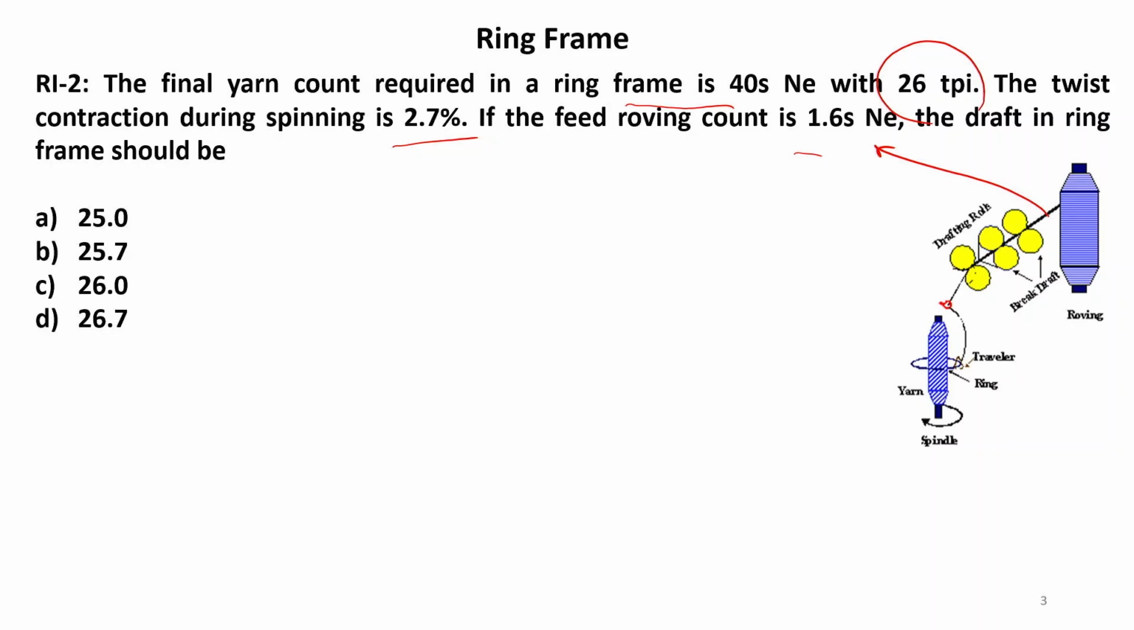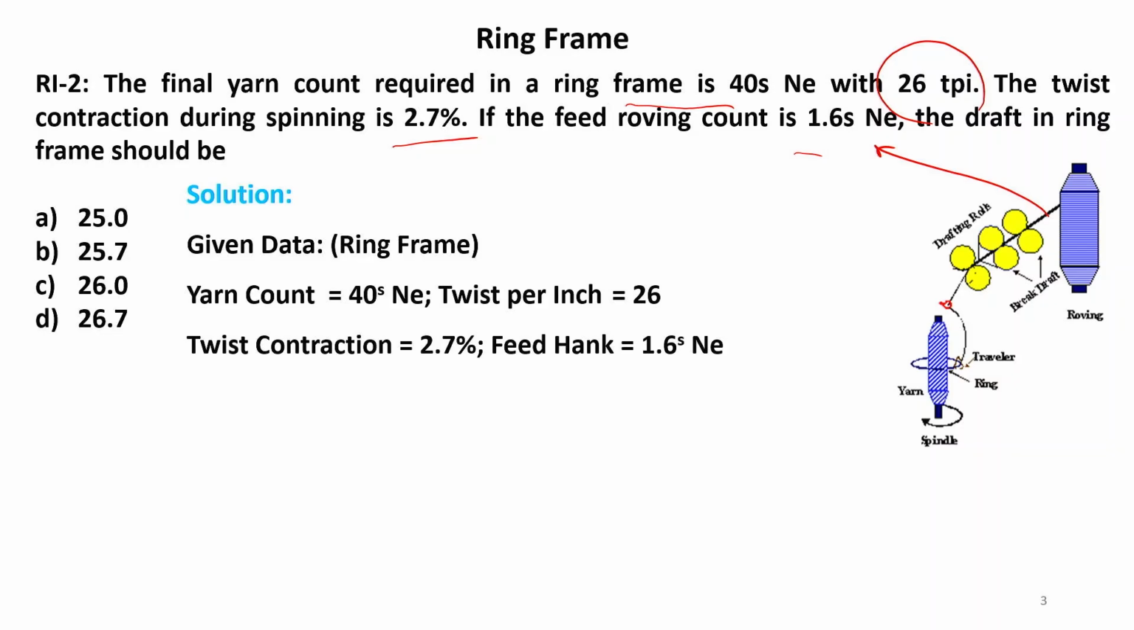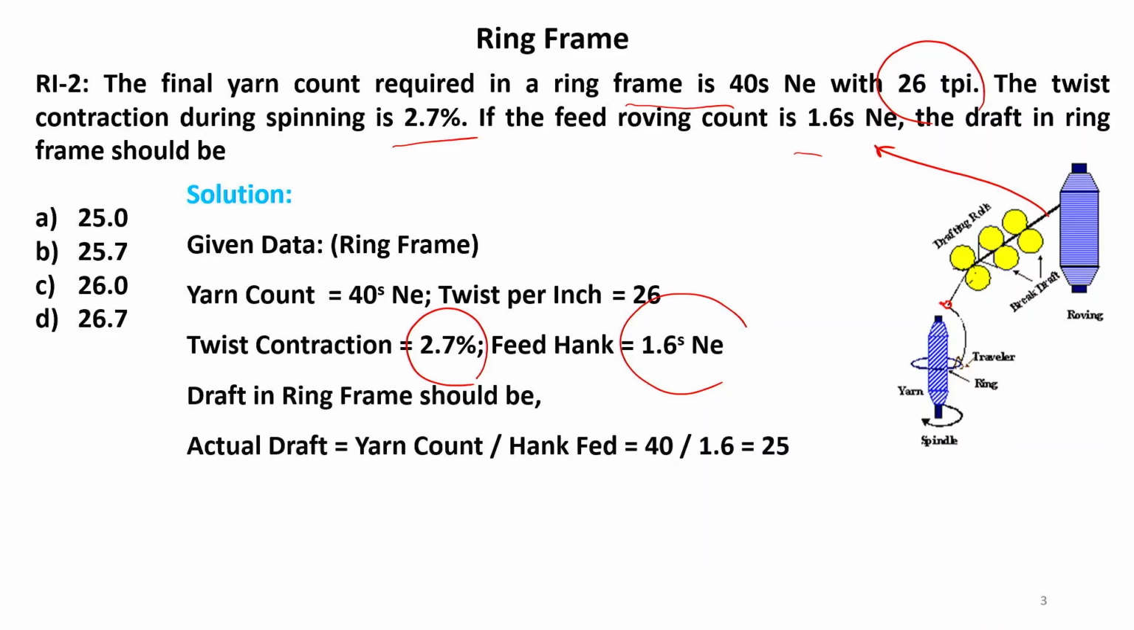Now, what is given here? Given data: yarn count is 40 Ne, twist per inch is 26, the twist contraction is 2.7% and feed roving hank is 1.6. Now, what should be the actual draft in the ring frame? 40 divided by 1.6. So, we should have 25 draft, actual draft.